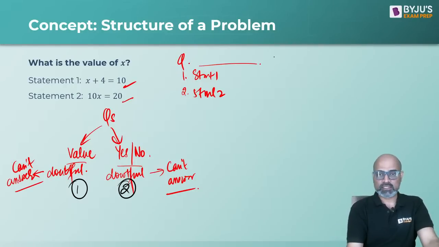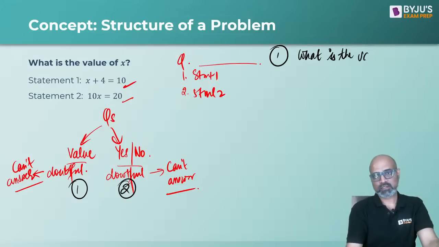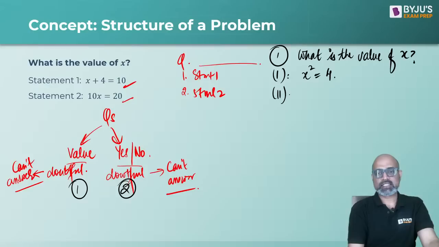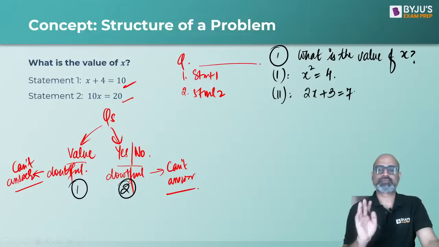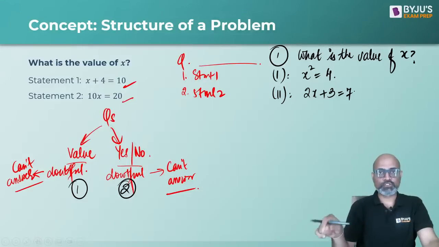Okay, I'll take a very simple example. Suppose the question is, what is the value of x? The first statement tells you that x square is equal to 4, and the second statement tells you 2x plus 3 is equal to 7. Now, the question asked is, what is the value of x?